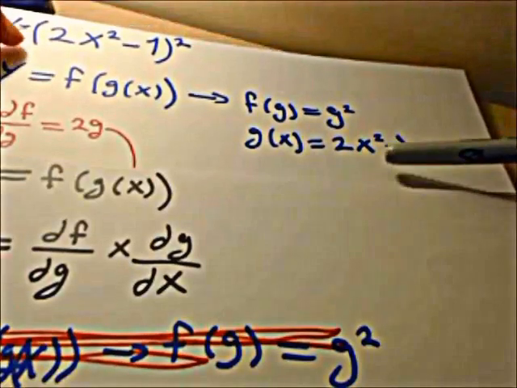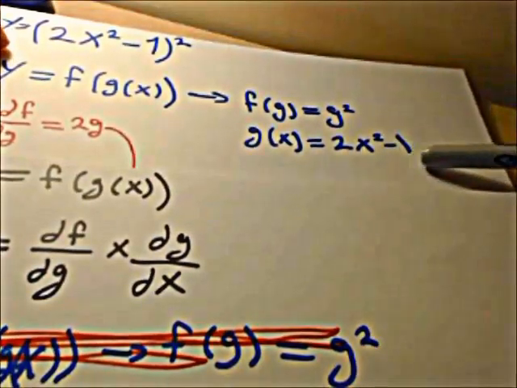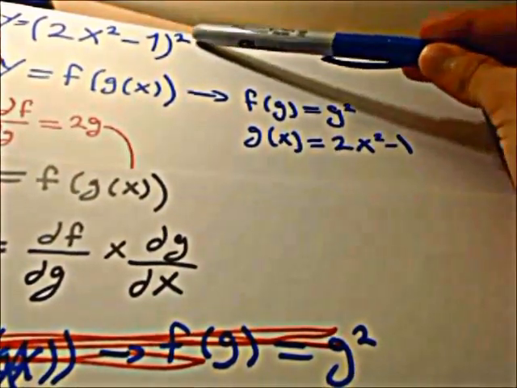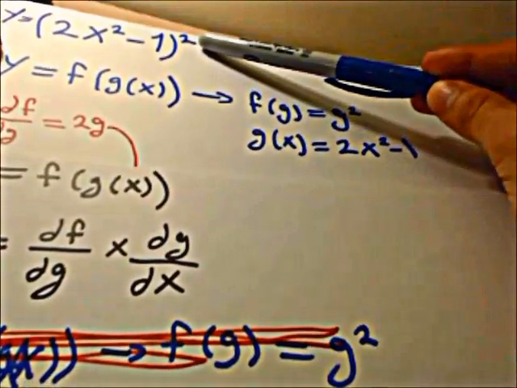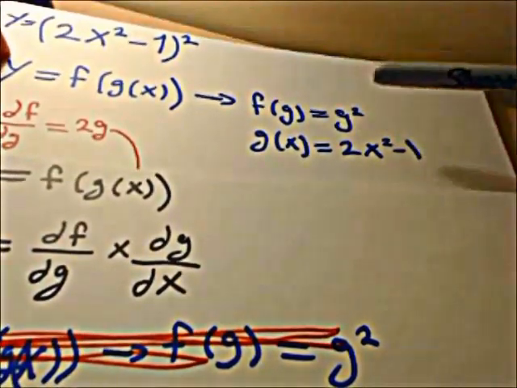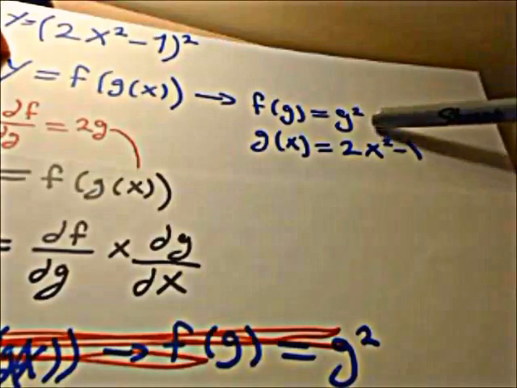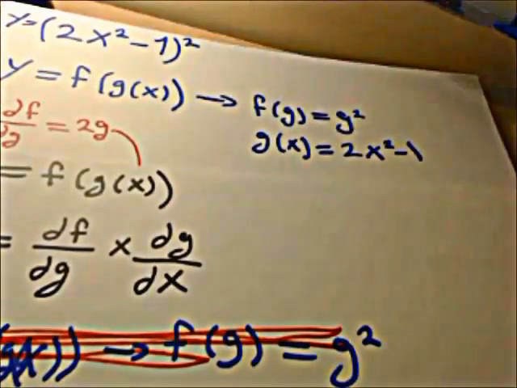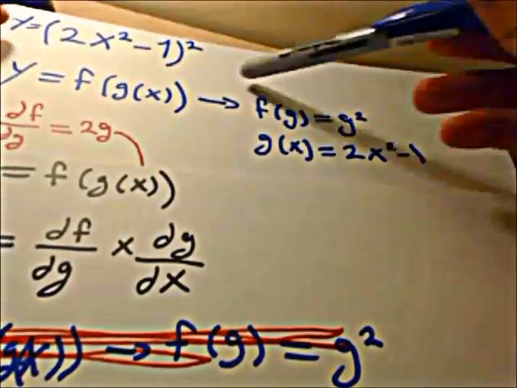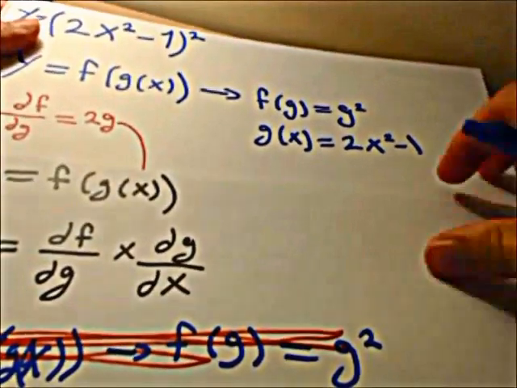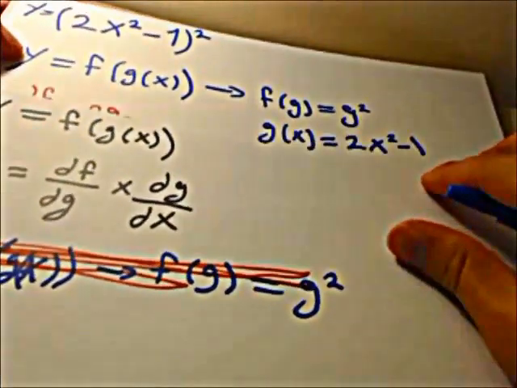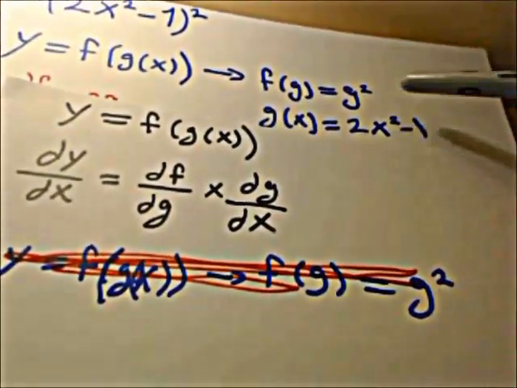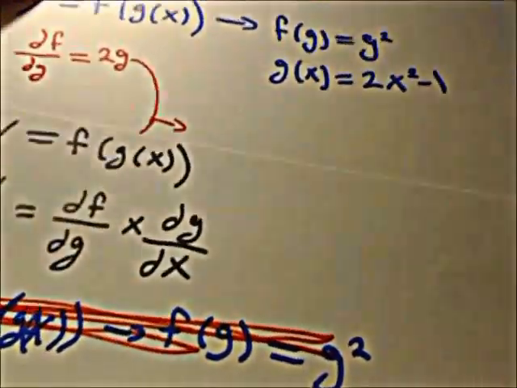Let's pretend that we assign this value, 2x squared minus 1, equal to g of x. And the power is on the parentheses, so f of g is equal to g squared. We let the inside equal g and the outside is f, so the whole thing is g squared. Now if you look at the original formula, we take the derivative of each one and then multiply them together, and that's exactly what we're going to do here.